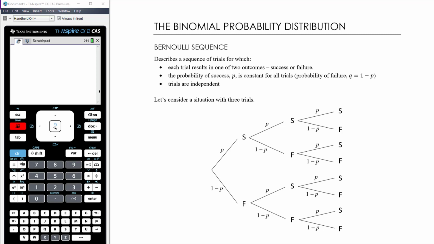But what we want to do here is set things up and give you an understanding of what the binomial probability distribution is. So if we have a probability experiment that results in a Bernoulli sequence, a Bernoulli sequence is a sequence of probability trials for which each trial results in one of two outcomes. Now it doesn't have to be success or failure, but you can define the two outcomes as being success or failure, or the outcome of interest versus the outcomes that are not of interest. This is where it's all about how you set up the problem.